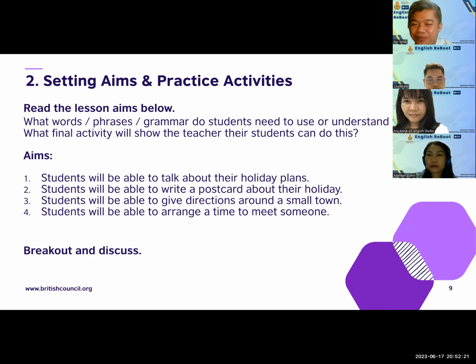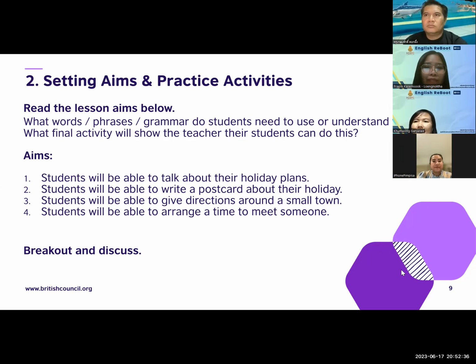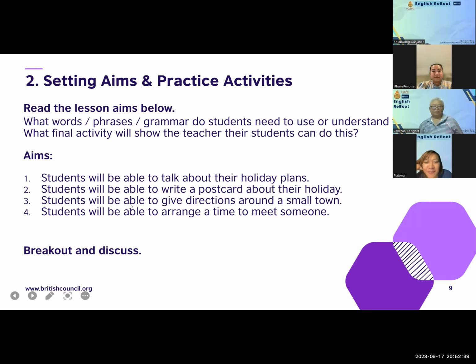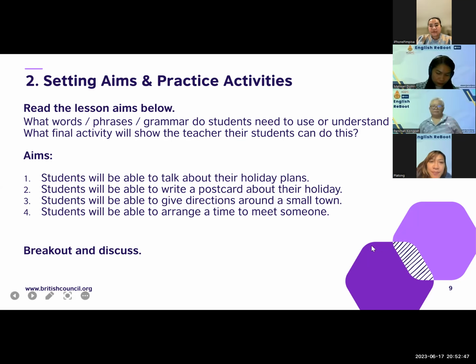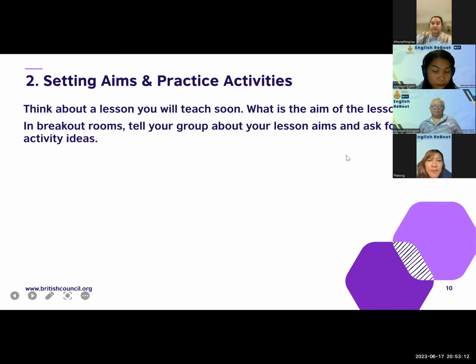And what about number four? I think there's one group, I'm enjoying the last one: arrange the time to meet someone. Can anyone from your group talk a little bit about the grammar and the phrases, or even the final activity that you're using for number four, please? Okay. For the first aim, we talk about arranging a time to meet someone. I think students will be able to use future tense, like, we are going to meet someone. All right. That's a good idea. And also you can talk about the adverbials of time, right?